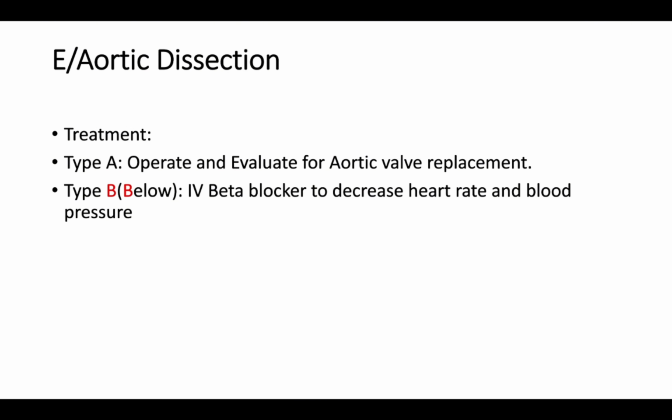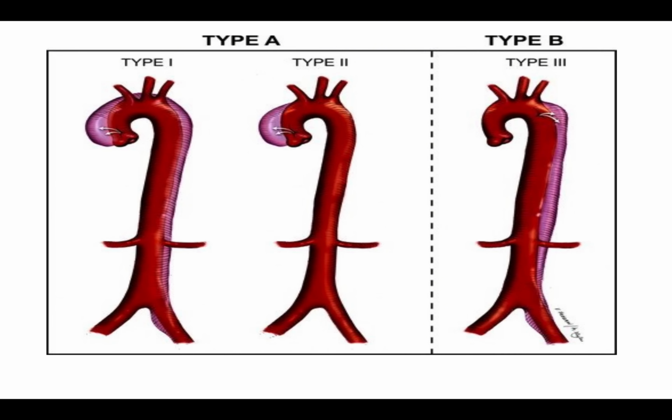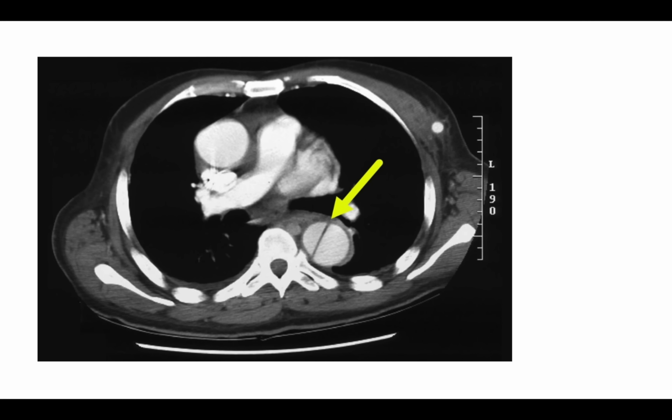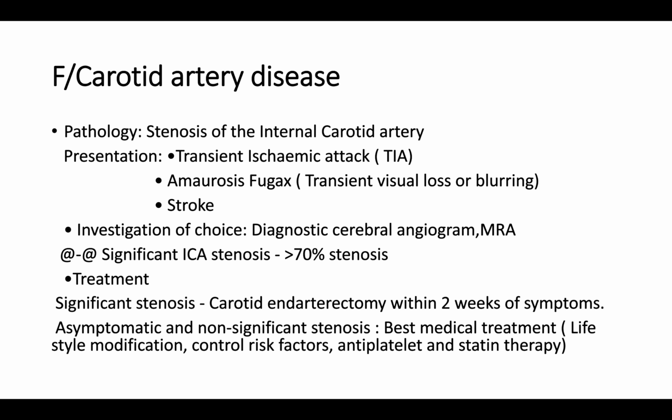And this mnemonic will make sense when you see the next picture. With the picture here, you have type B and type A. Type B is below, anything below the aortic arch, below the subclavian, specifically the left subclavian. That's type B. Any aneurysm above that is type A. Type A is divided into type A1 and type 2, and type B, also called type 3. Here's another angle. As you can see, the dissection is very clear.